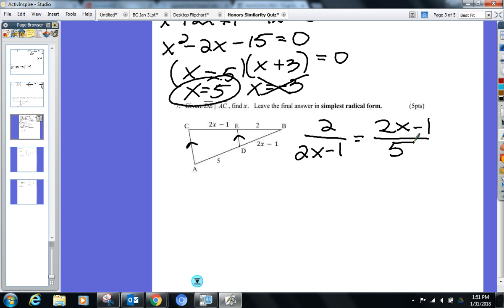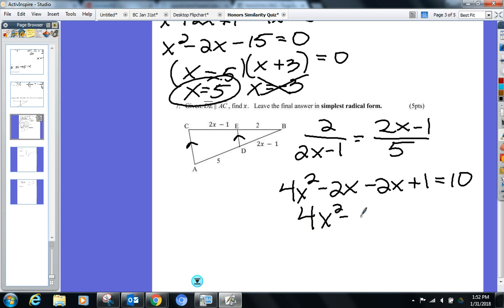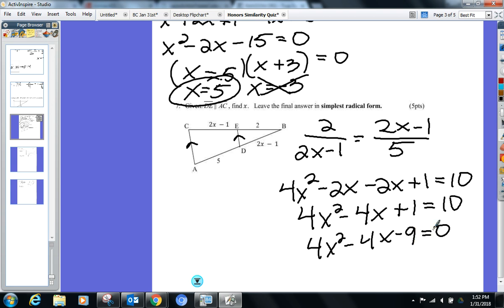2x times 2x. Not 4x. 4x squared. 2x times negative 1. Negative 1 times 2x. Negative 1 times negative 1. There it is. Combine your like terms in the middle. What do you end up with? Negative 4x plus 1 equals 10. Move the 10 over. 4x squared minus 4x minus 9 equals 0.